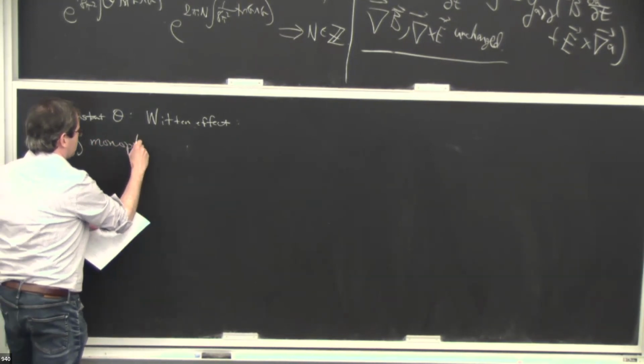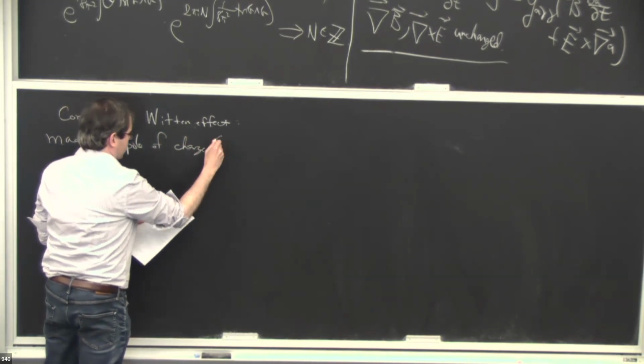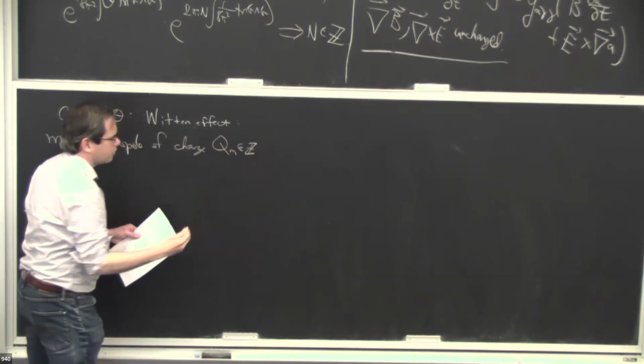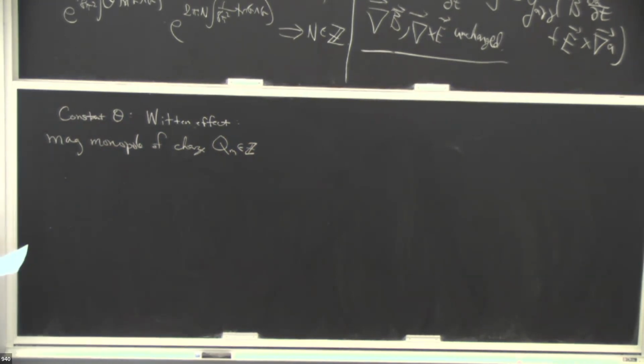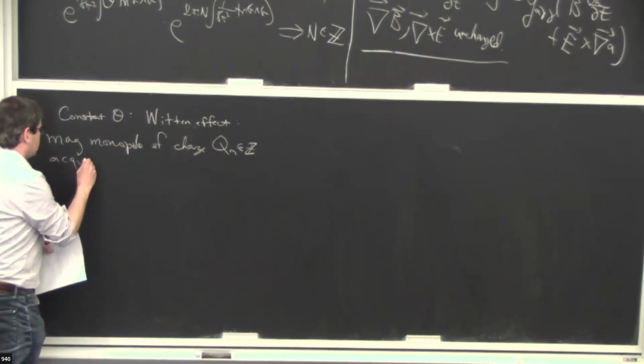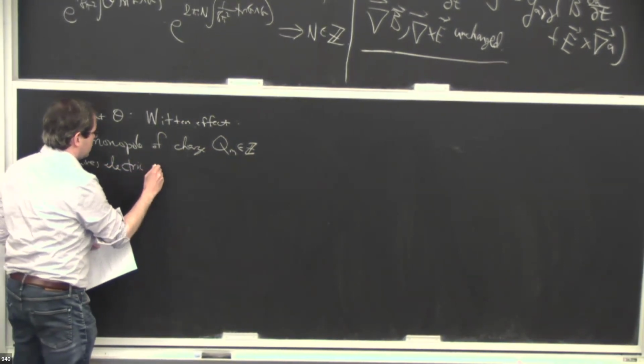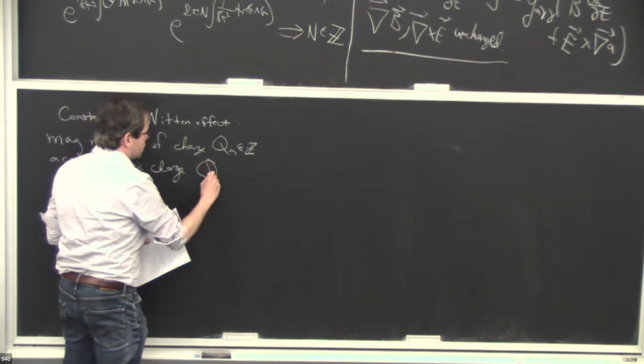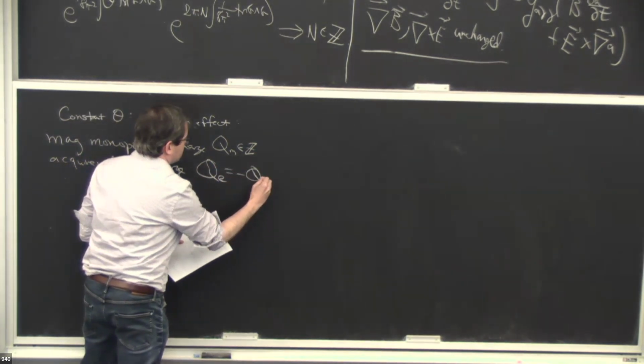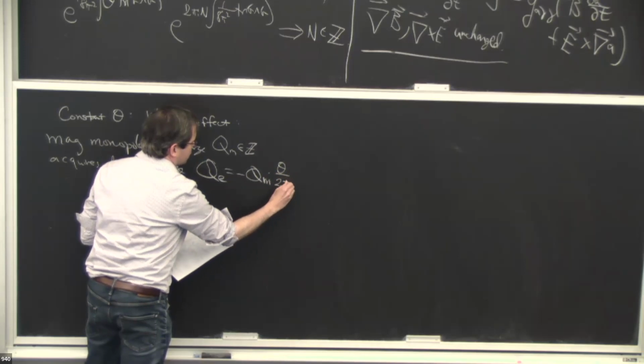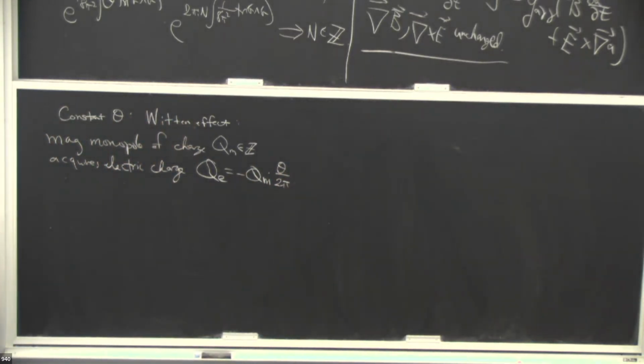If I have a magnetic monopole, some magnetic charge, normalized to be an integer multiple of the base unit of magnetic charge, this acquires electric charge, q_E, which is magnetic charge times theta over 2 pi. This is something that Witten derived. His paper was originally written in the context of the Polyakov monopole, but in fact, this is a general fact about this effective field theory. No other assumptions needed.